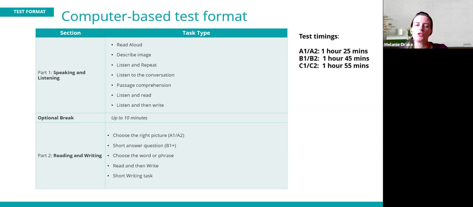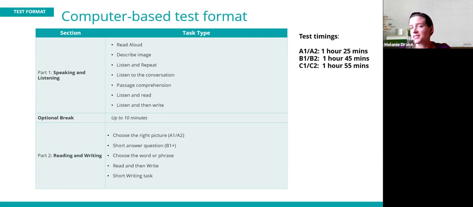And then in the second part, we move into the reading and the writing item types. Some of these item types, for example, describe image or short writing task. These remain the same as they are in the paper-based tests, other than the fact that they will be answered on a computer in this version. You will want to take note of the test timings though. This is a far more convenient option for test takers in many ways, because they can get it all done in under 2 hours. It will also mean a faster turnaround for their results as well.